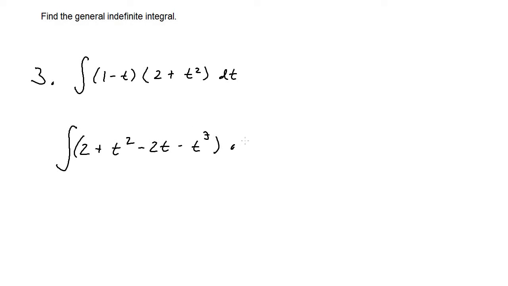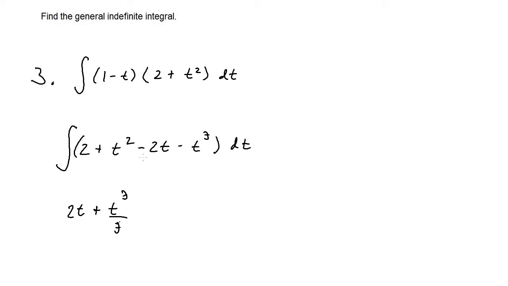And so now we can go ahead, if I put the dt there, and use the power rule. So the integral of 2, now remember our variable we're integrating with respect to is t, so the integral of 2 is going to be 2t. We have the integral of positive t squared, which is plus t cubed over 3.